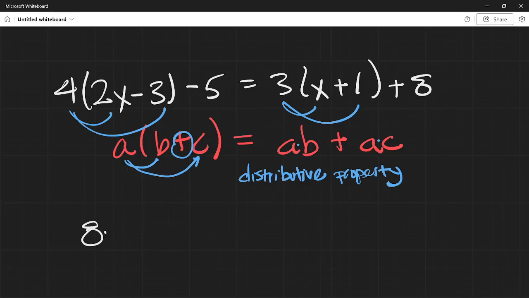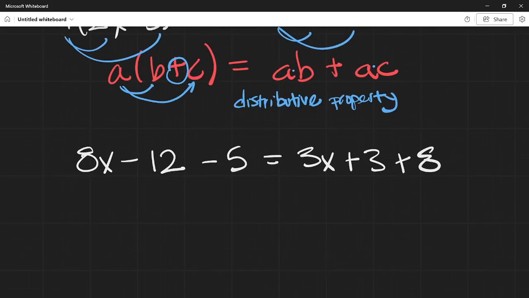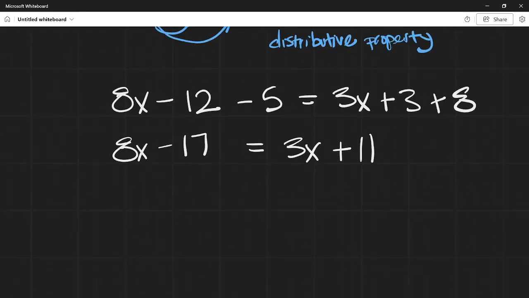That will leave us with 8x minus 12. Don't forget the minus 5 equals 3x plus 3. Don't forget the plus 8. Let's simplify more by just combining like terms here on each side of the equation. So we have 8x. What's negative 12 minus 5? That's minus 17, right? This equals 3x plus 3 plus 8. What's 3 plus 8? That's 11, right? Cool. So now we have something similar to where we started at last time in the first example.